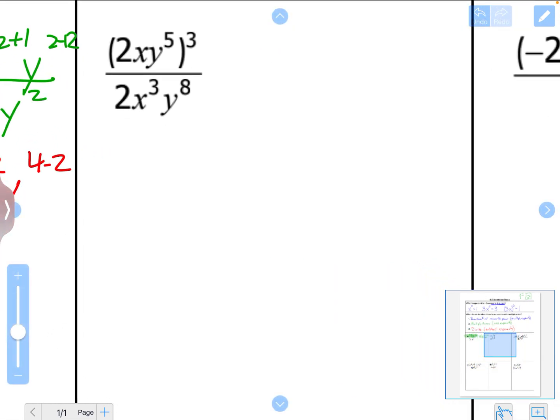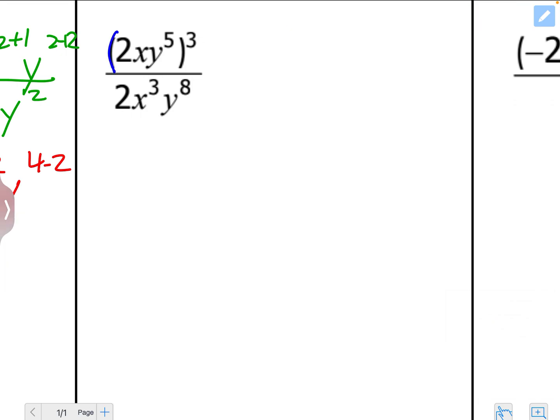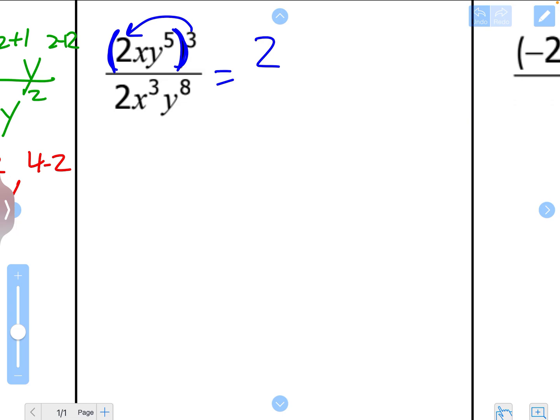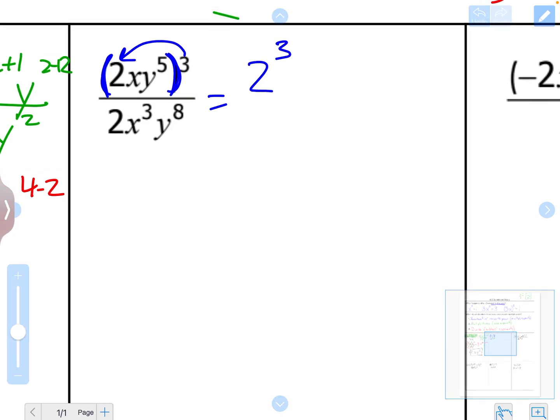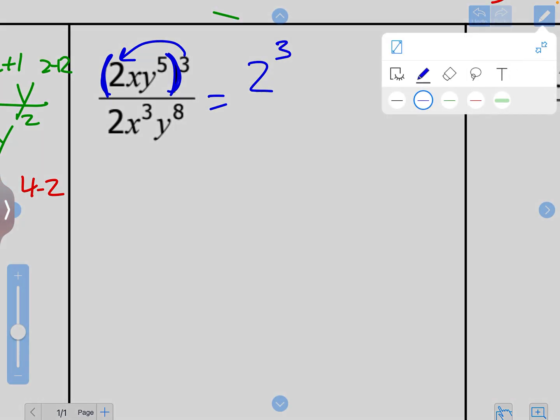All right, so in this next problem, I immediately see that we have parentheses. So we have to raise everything in the parentheses to the power. The first step is I need to write down my coefficient, and I need to raise my coefficient to the power. So 2 to the 3rd.